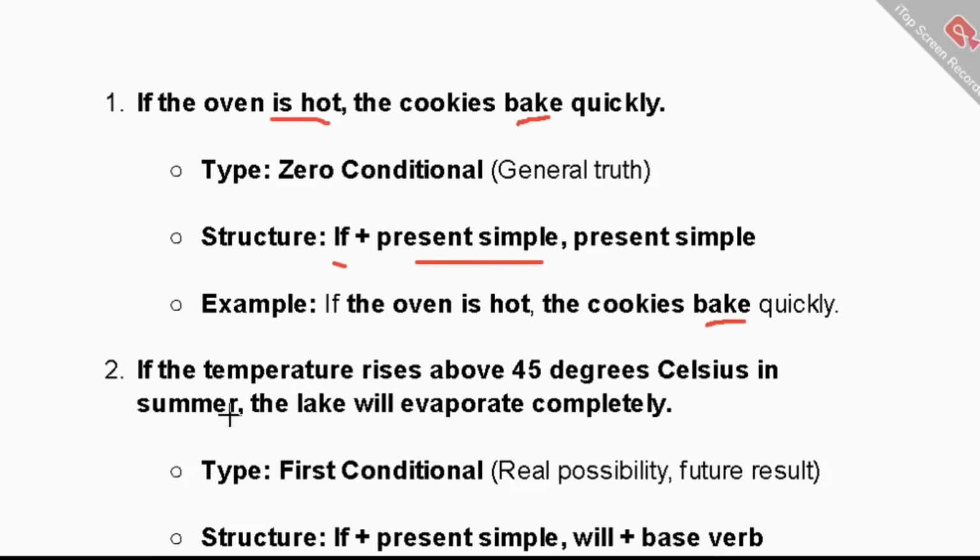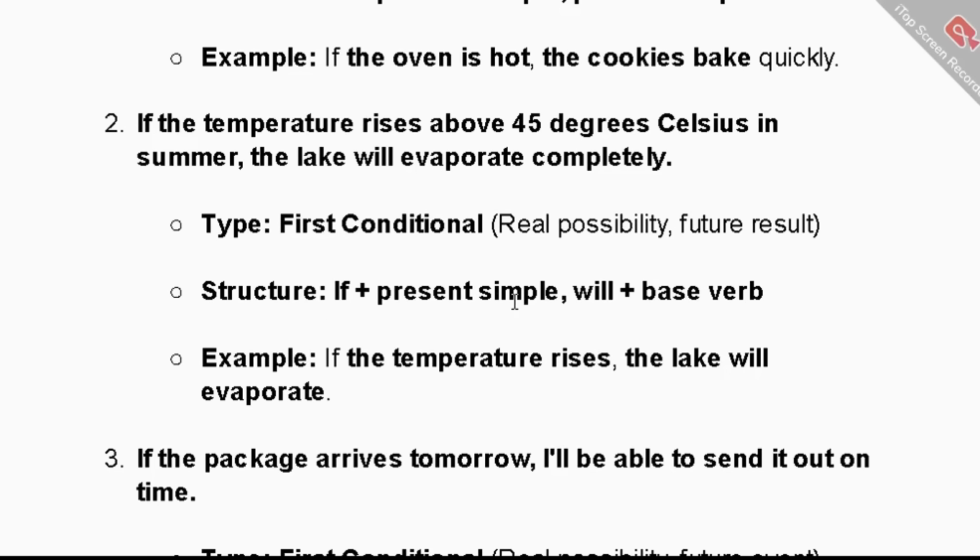Now the second one here we have, if the temperature rises above 45 degrees Celsius in summer, the lake will evaporate completely. Now this is called first conditional. Why is it first conditional? The structure is slightly different. Here you have the same if plus present simple, but for the next clause you will have will plus V1. So here you have if plus present simple. If the temperature rises is nothing but a present simple. So this is one clause, the conditional clause. After the comma you will have will plus evaporate. We don't have evaporates or evaporated, but we have V1, that is the first form of the verb, will evaporate. So this is a real possibility or future result, means if something happens then the result would be something. So if the temperature rises, obviously the lake will evaporate.